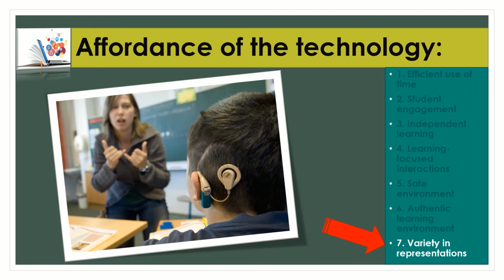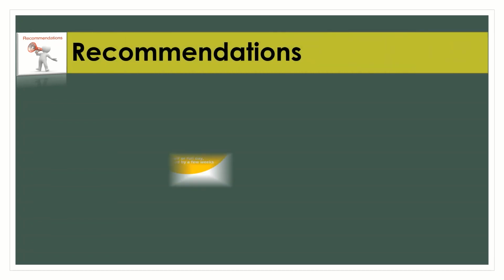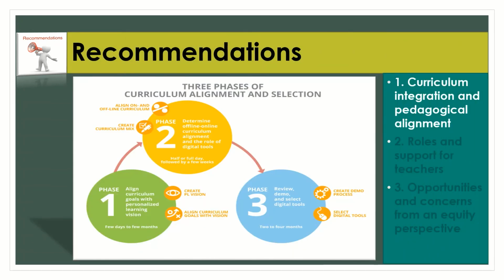So here are the 7 affordances of technology. But what do we mean by affordances? Affordances refer to the characteristics and properties of the technology that allow the users, such as students and teachers, to perform specific actions. To address this curriculum issue, here are the 3 recommendations. Number 1, curriculum integration and pedagogical alignment. Several studies mention that there is a need to integrate technology in the curriculum and align it with the pedagogy in order to obtain the expected effects.